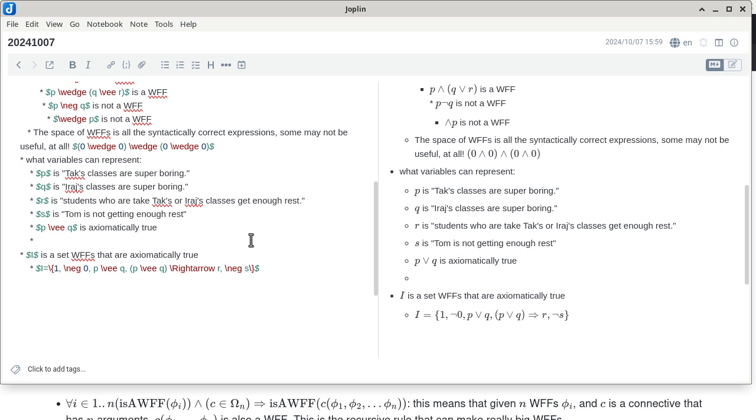Negation S is Tom getting enough rest or not getting enough rest? It is Tom is getting enough rest, I guess, because it's the negation of not getting enough rest. So Tom is getting enough rest.